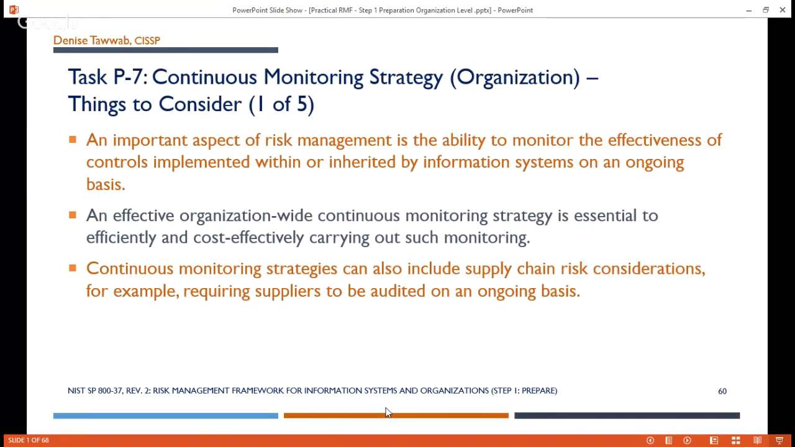All right, things to consider when you're developing your continuous monitoring strategy. An important aspect of risk management is the ability to monitor the effectiveness of your controls. The continuous monitoring strategy is essential to efficiently and cost effectively carrying out such monitoring. Continuous monitoring strategies can also include supply chain risk considerations, for example, requiring that suppliers are audited on an ongoing basis.